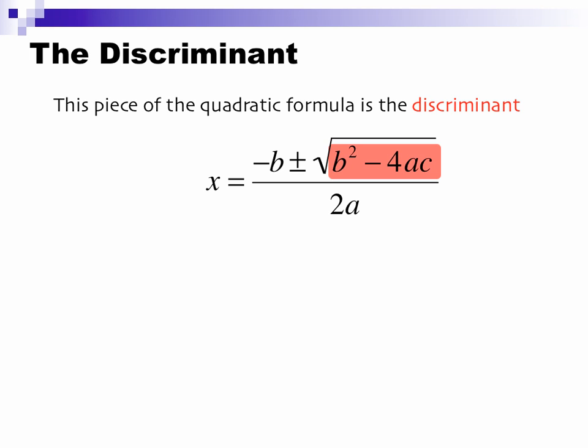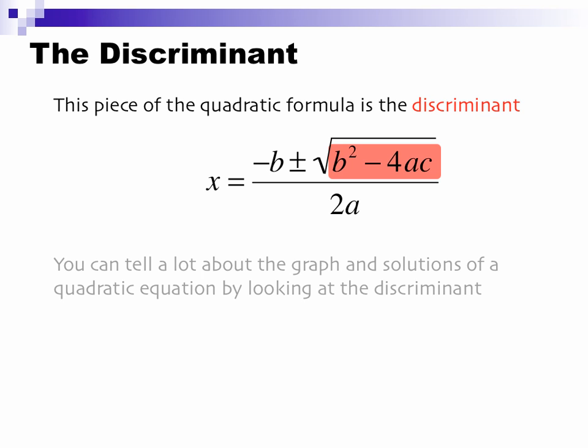Just the b squared minus 4ac. Not the square root sign that's over all of it, but just the stuff that's highlighted in red there is the discriminant. You can tell a lot about the graph and the solutions of a quadratic equation just by looking at that one little piece of the quadratic formula, just by looking at the discriminant.